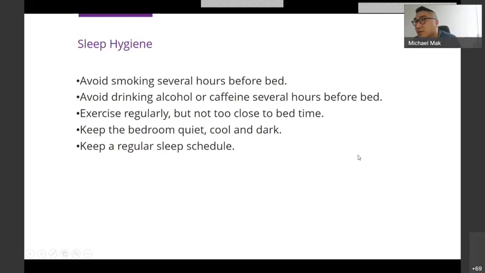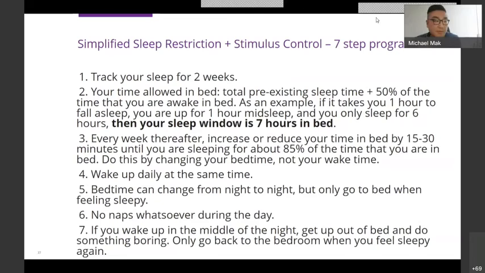This next part is the seven-step program for success to treat insomnia. It's a simplified version of sleep restriction and stimulus control. So first off, if you have insomnia, I want you to track your sleep for 2 weeks straight every night. Just write down on a sheet of paper when you go to bed, how long it took for you to fall asleep, how many times you woke up in the middle of the night, and for how long and why, and when you wake up in the morning. And what you want to do is take that total pre-existing sleep time and add half the time that you're awake while you're trying to sleep in bed, and use that to calculate your sleep window. That's how many hours you're allowed to physically be in bed.